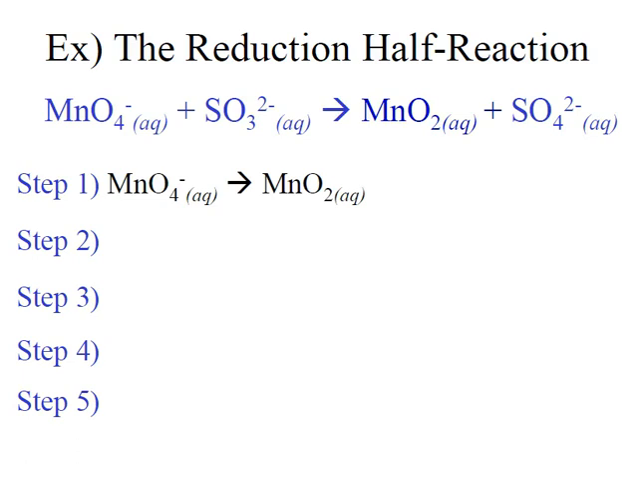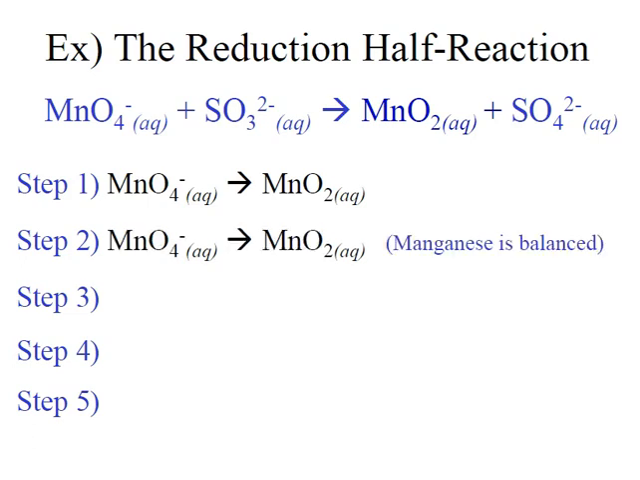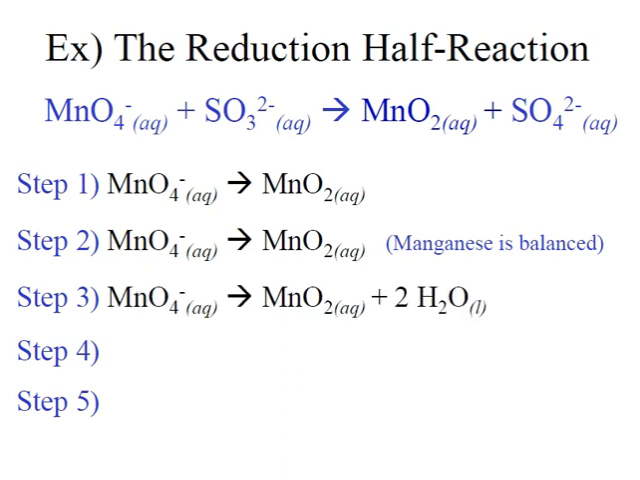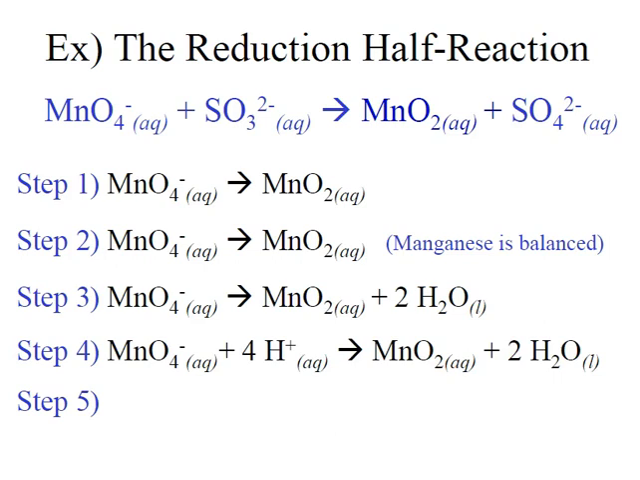All right, step 2, balance any elements that are not hydrogen or oxygen. Well, we have 1 manganese on both sides, so that's done. Step 3, balance oxygens by adding water. 4 oxygens on the left, 2 oxygens on the right, so we need 2 more oxygens. There's 2 waters to balance our oxygens. Step 4, balance by adding hydrogens. So we have no hydrogens on the left, but we have 4 on the right. So we'll need 4 on the left, 4 H pluses.